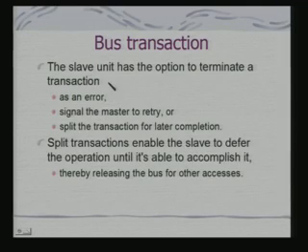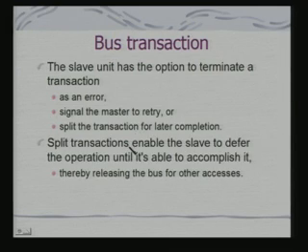In fact, the slave unit has some options as well. The slave unit has the option to terminate a transaction as an error. If it finds that there is an error condition currently valid with that peripheral, it can flag an error. It can signal the master to retry or split the transaction for later completion. In fact, split transaction is an advanced feature which is available with AHB.